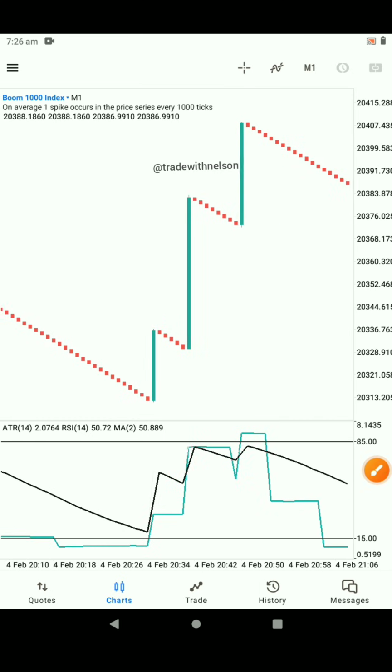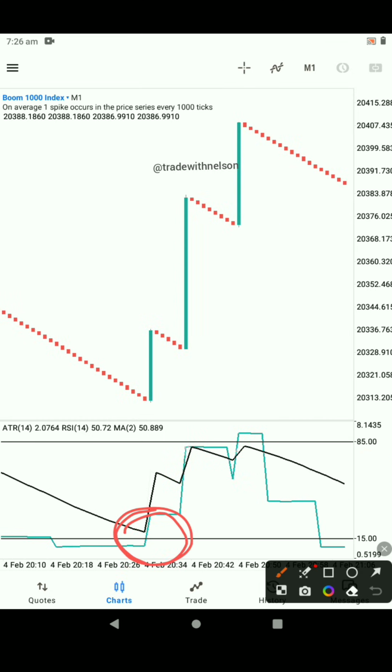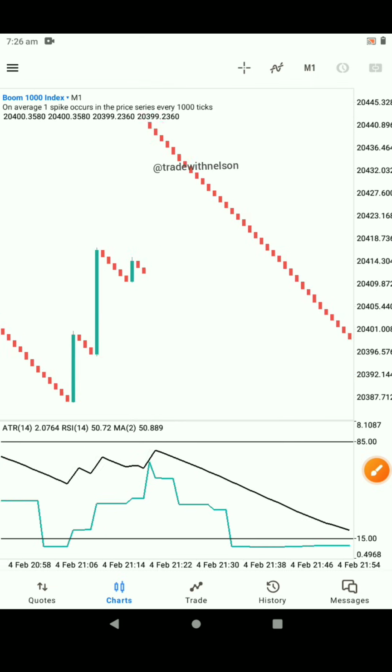Next, you wait patiently until you see a clear cross below here. That is what is important. The green and the black must touch each other before you enter a buy. You should listen to what I say.